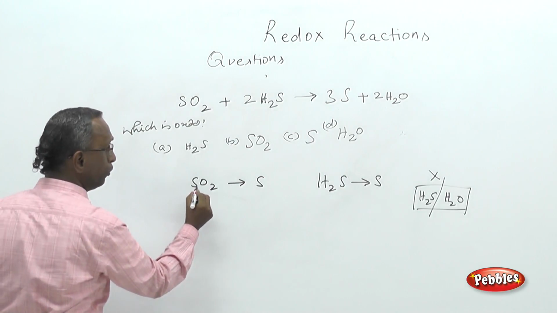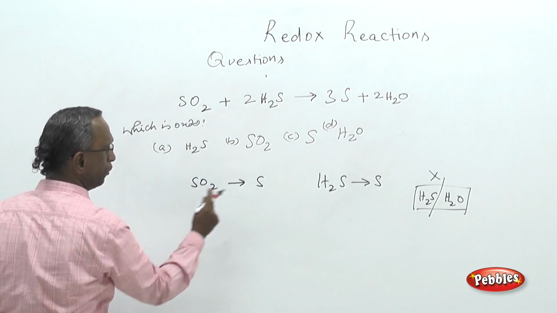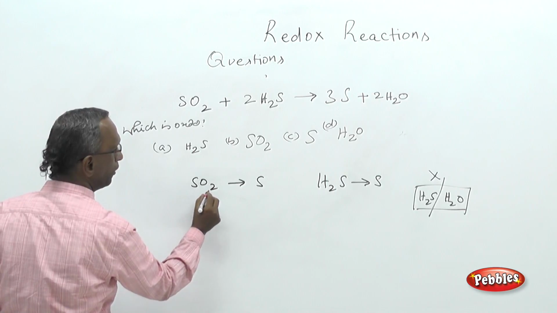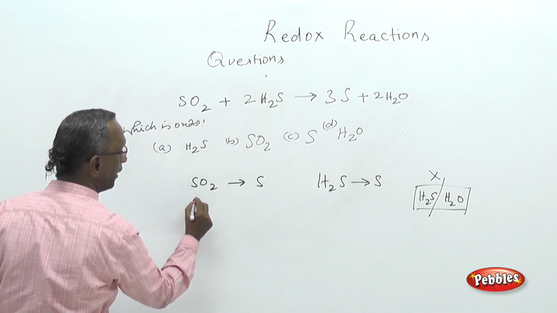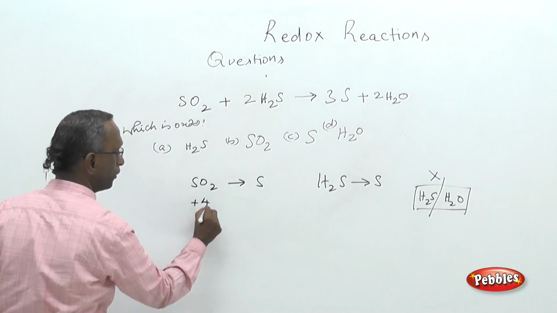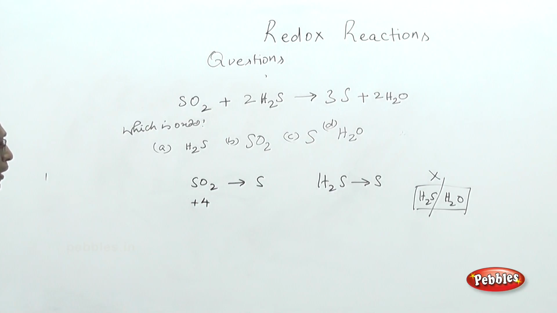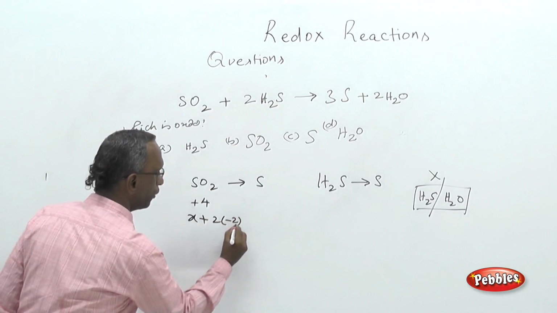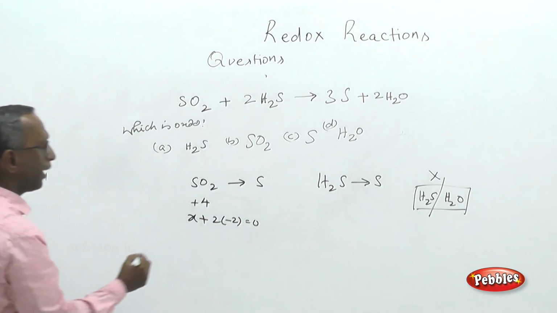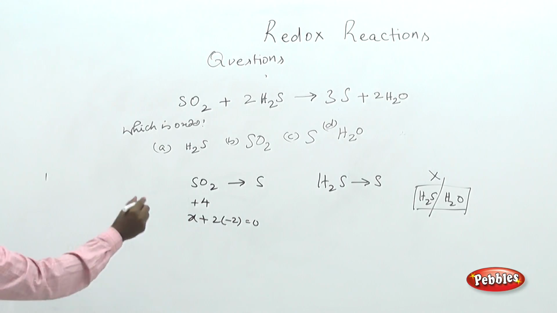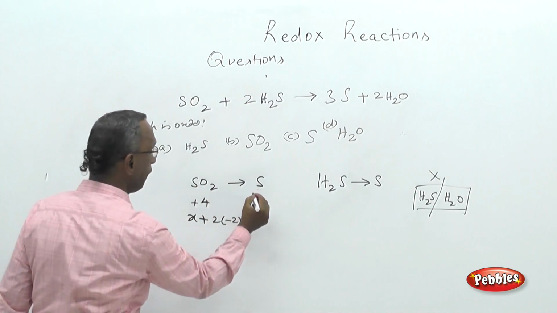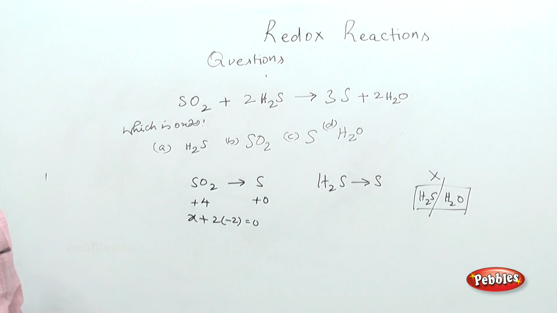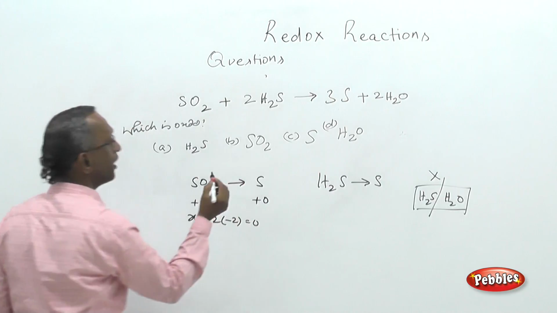Here, SO2 to sulfur. In SO2, if you compare the oxidation states, oxygen is 2 into minus 2, minus 4. Sulfur is in the oxidation state of 4 because x plus 2 into minus 2 equals 0, so x minus 4 equals 0, or x equals 4. Here sulfur is in the elemental state, so its oxidation state is 0. So it is a reduction reaction.